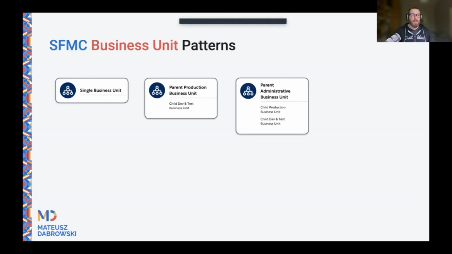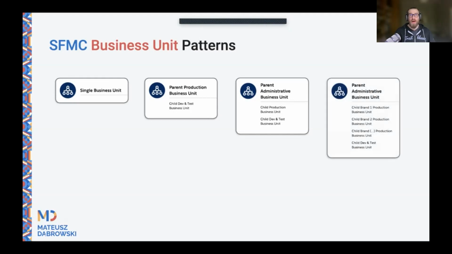Going back to the patterns, I mentioned that this third pattern is really good because it makes it much easier to scale. And here you can see this example of how it can be scaled. So you will also see that there are many child brand specific, or it can be market specific, or whatever you want specific business units, and you can scale it as much as you want.